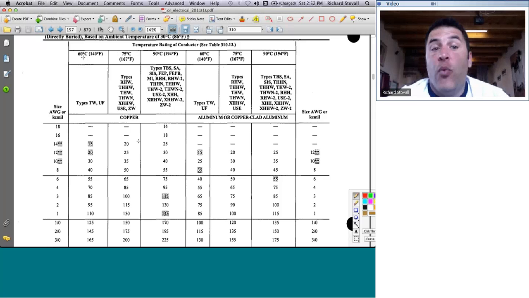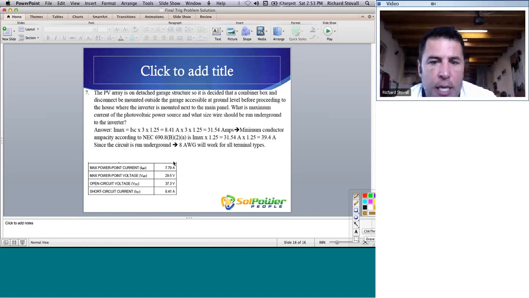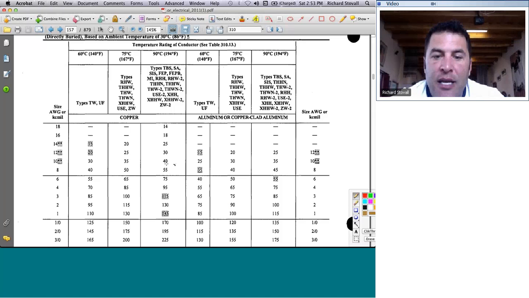The problem indicates that if it was a terminal that was only good for 60 degrees Celsius, that 8-gauge wire would work. What wouldn't work is a 10-gauge, because a 10-gauge at 60 degrees, 140 degrees Fahrenheit, is only good for 30 amps, okay? And the 75-degree column is only good for 35 amps. The 90-degree column works because 40 is above 39.4. But while the insulation might be okay if we reach 39.4 amps, the terminals themselves would be subject to temperatures higher than they were meant to withstand. Okay, that's the distinction there. As it happens, choosing number eight works for all three temperature considerations.